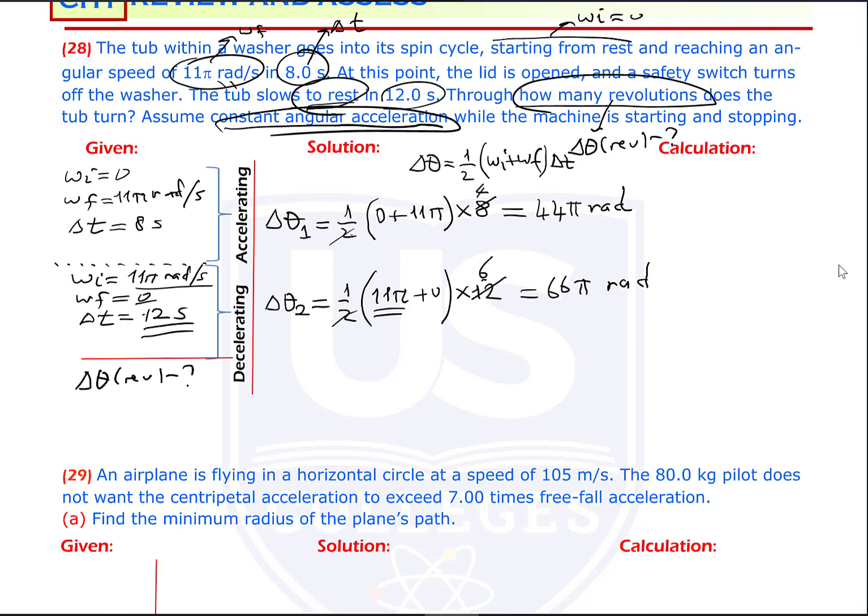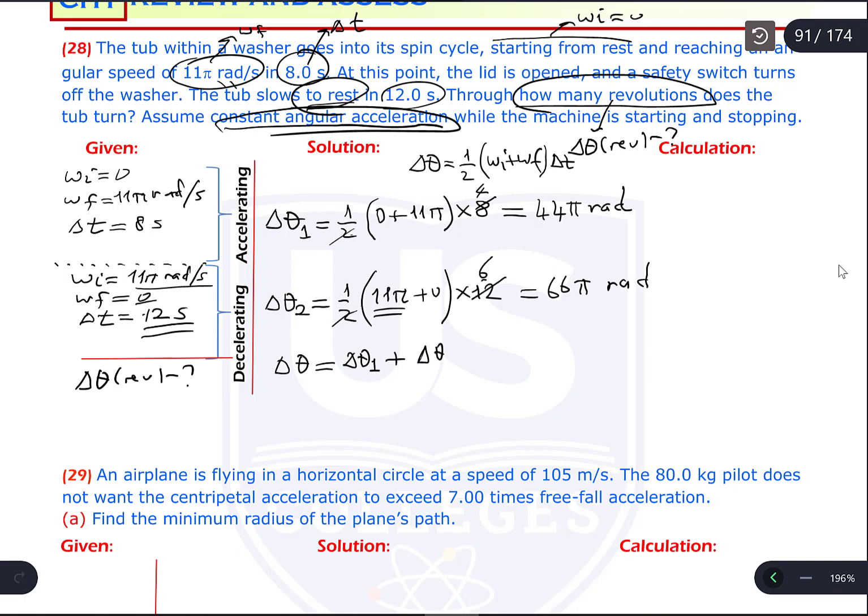But I am going to calculate total angular displacement. I have to add them. Delta theta 1 is the angular displacement during acceleration, and delta theta 2 is the angular displacement during deceleration. So 44 pi plus 66 pi, result is going to be 110 pi radian.